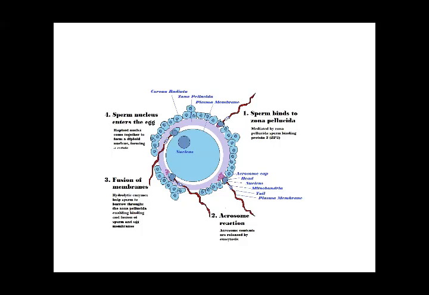Then, fusion of the membranes. Hydrolytic enzymes help the sperm to burrow through the zona pellucida, enabling binding and fusion of the sperm, and then it enters, passing through these two layers. Then it binds with the female nucleus, that is, the sperm nucleus enters the egg. After passing through these two layers, haploid nuclei come together to form a diploid nucleus, forming the zygote. This is the basic diagrammatic procedure that occurs.